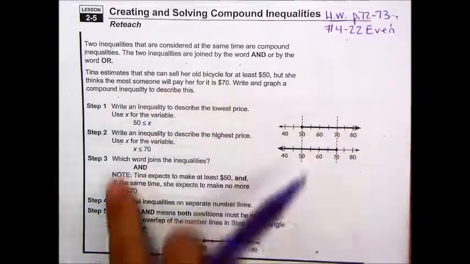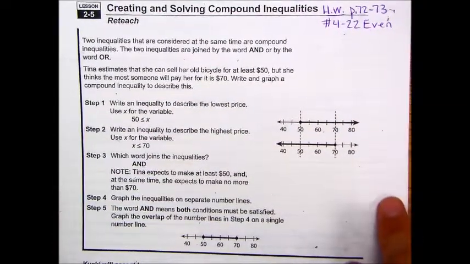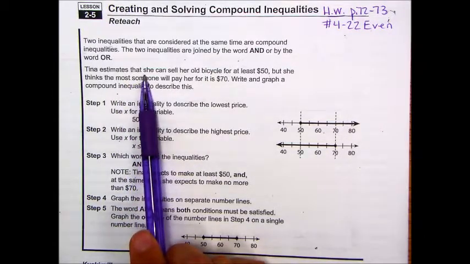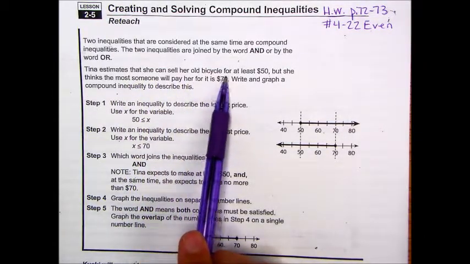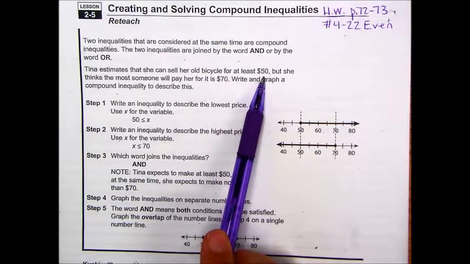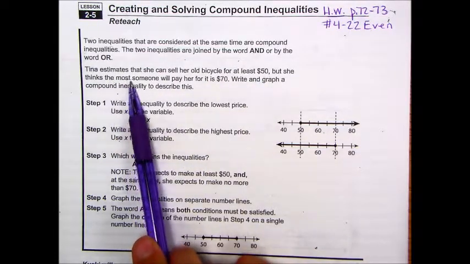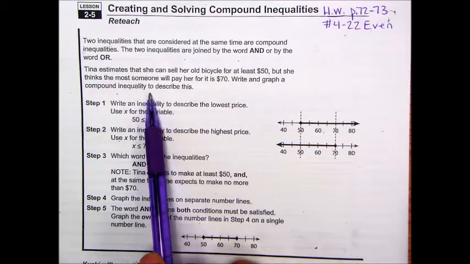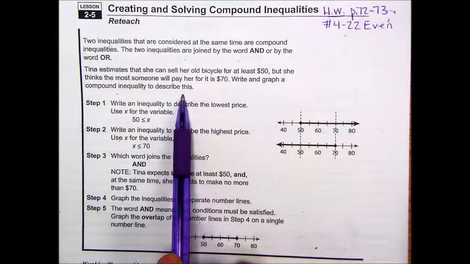So this first one outlined right here is a great example of an and situation. So in this problem it says Tina estimates that she can sell her old bicycle for at least $50, but she thinks the most someone will pay for it is $70. Write and graph a compound inequality to describe this situation.